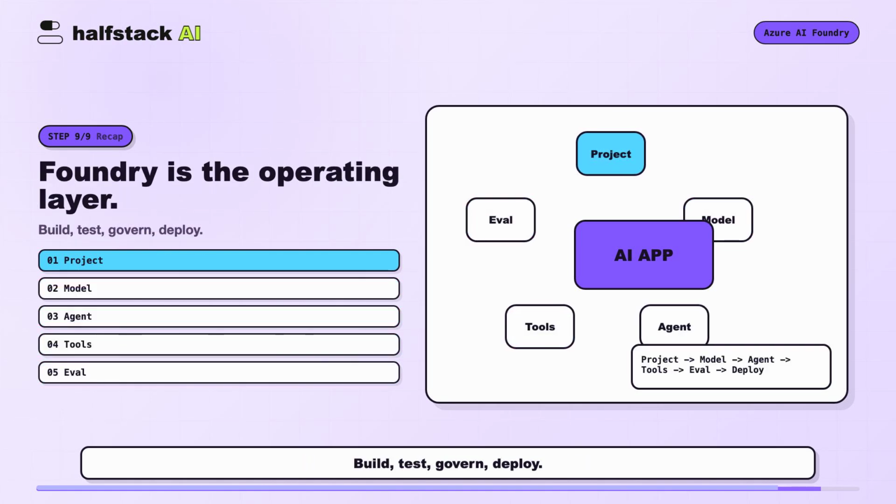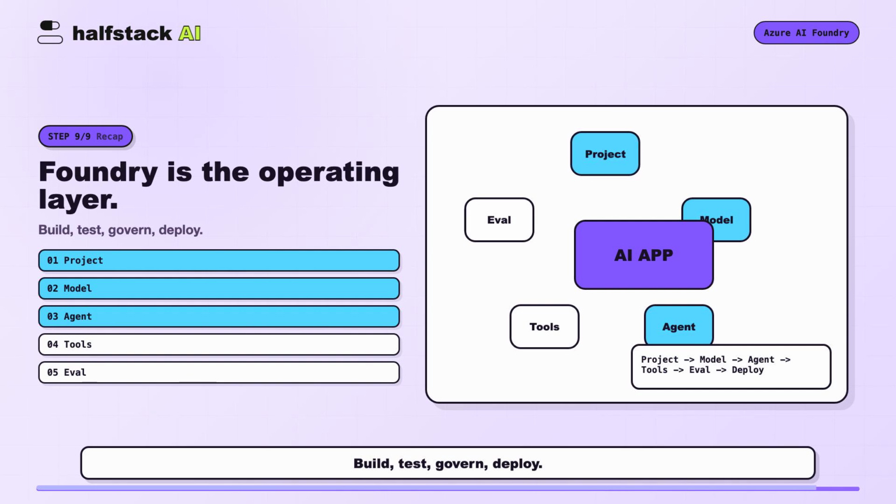To recap, Azure AI Foundry is useful when you treat it as an operating layer. Create the project, choose the model, build the agent, connect tools, evaluate behavior, and deploy with monitoring. The goal is not to demo AI. The goal is to operate it.